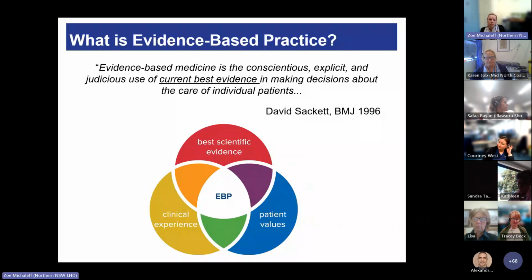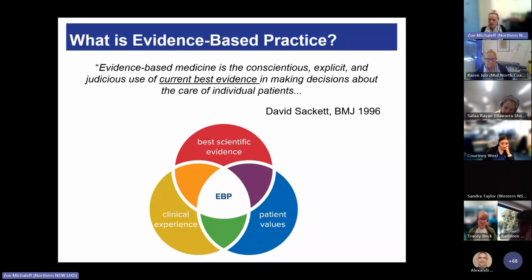And so in healthcare, we call this process of collecting evidence from various sources and combining it to make a decision, we call this evidence-based practice. And David Sackett is recognised as one of the founding fathers of evidence-based practice or evidence-based medicine. And this way of informing decisions has been around since the 1990s.